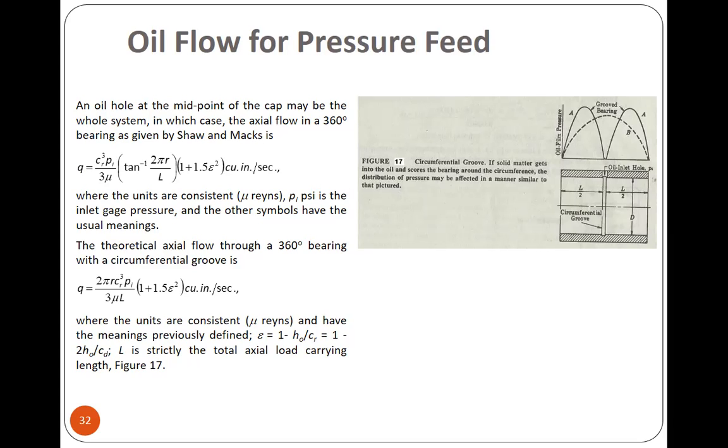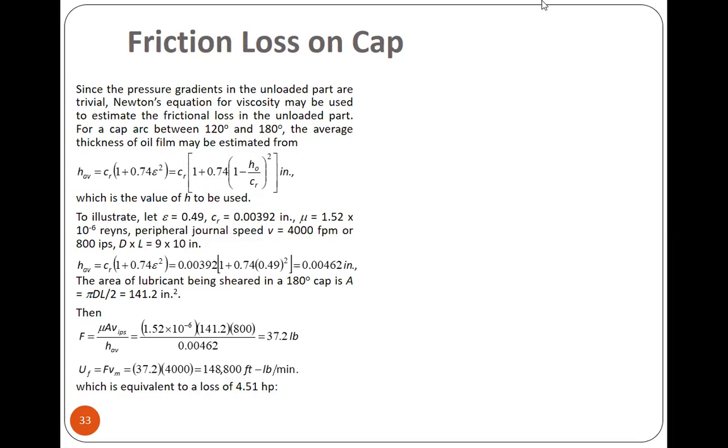Paano? So mawawala yung arctangent kasi 360 degrees na to. So where the units are consistent. Yan. So epsilon is equal to 1 minus h sub O over C R is 1 minus 2h sub O over C D. L is strictly the total axial load carrying length. Figure 017. Ito. Yung group is minus mo dyan. Okay? So, friction loss on cap.